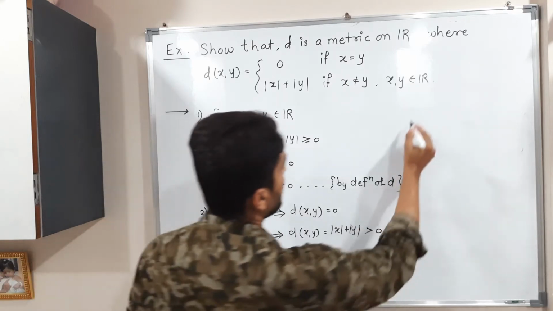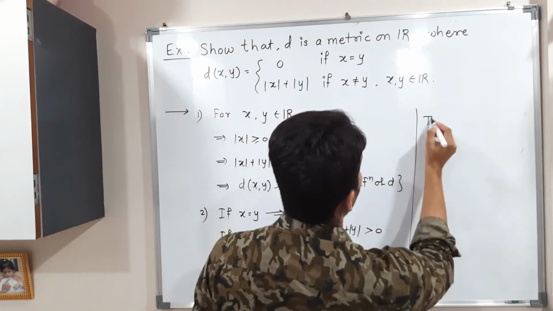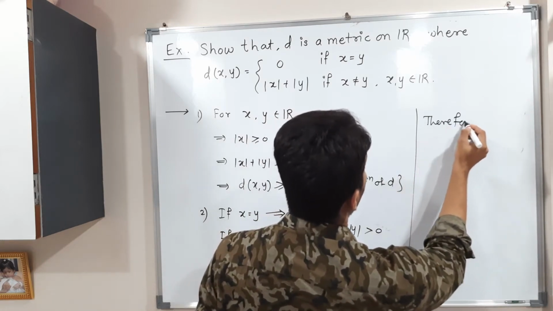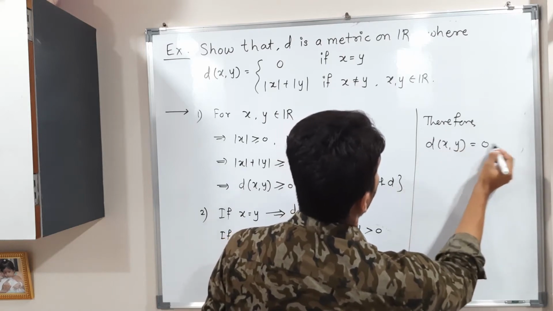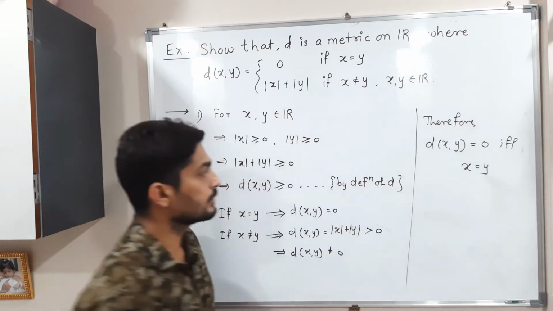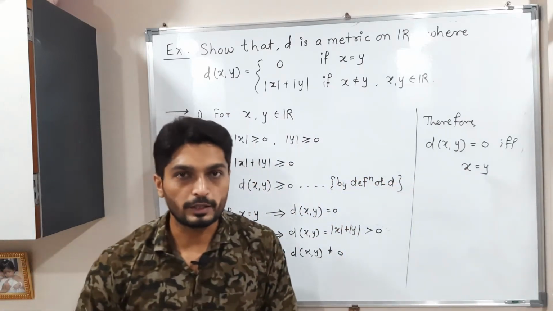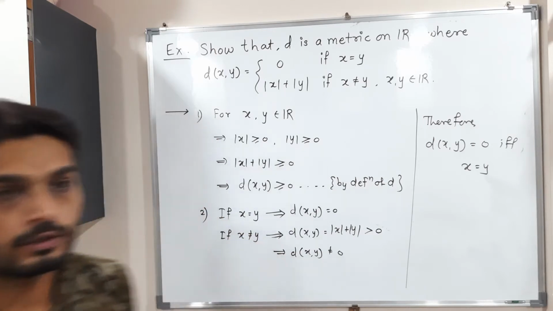So that's why I can declare, therefore, D of xy is equal to 0 if and only if x is equal to y. So in this way we proved the second property also. So make a screenshot of it, and after that we'll go for the third property.